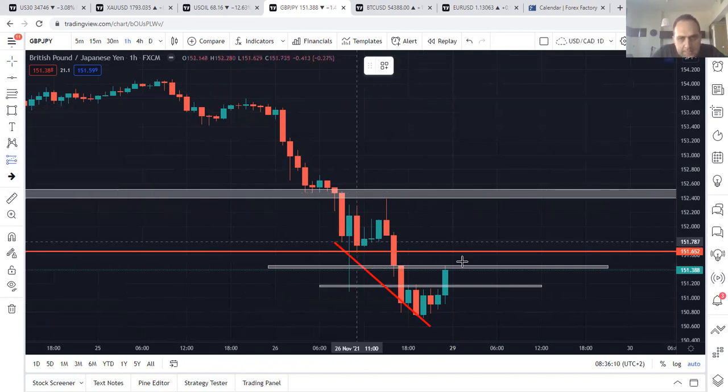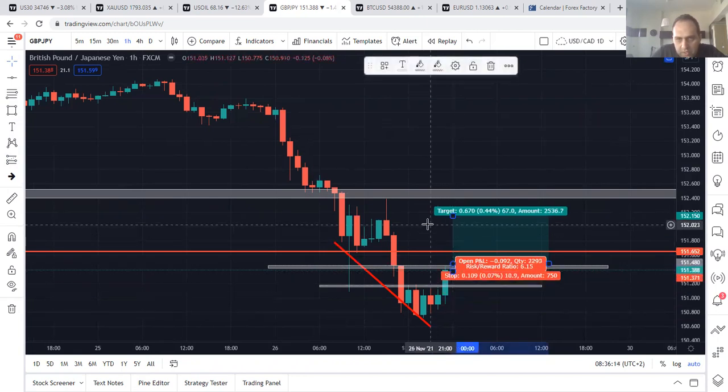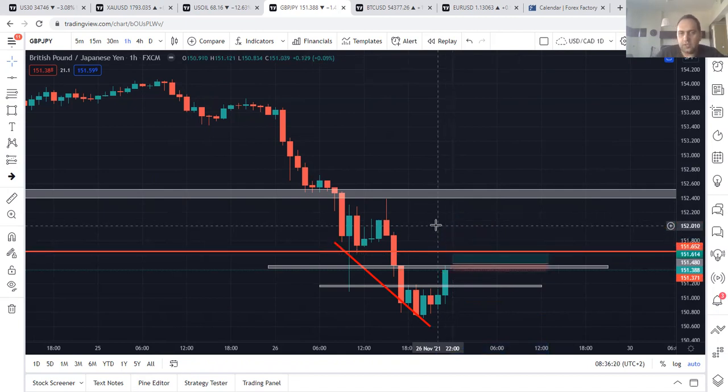Let's check. We still have an option here with a stop loss of only 10 pips. It's a scalp trade and the first target will be 10 pips, of course. It's 13 here, but it will be 10 pips to be on the safe side. We have a clean traffic.